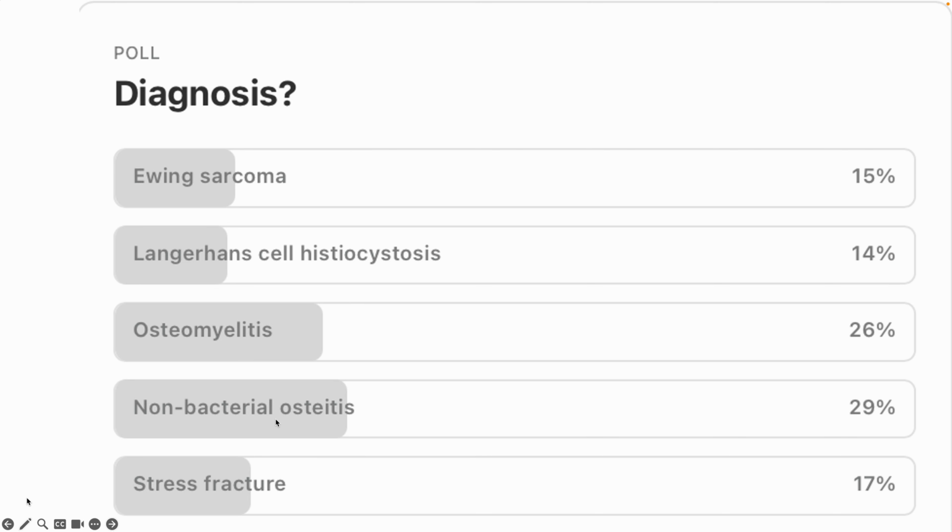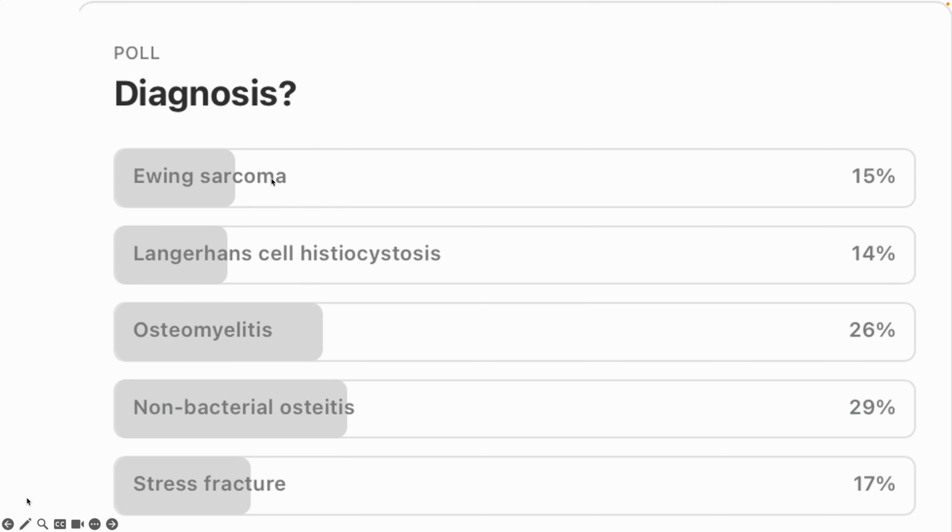Chronic non-bacterial osteitis is also out. It's again too long a lesion, and you have cortical erosion, which you don't get with CNO. CNO basically presents as a focal marrow subphyseal lesion without extraosseous extension. LCH in our case again doesn't make sense because it's too long a segmental lesion, and the whole constellation doesn't really work.